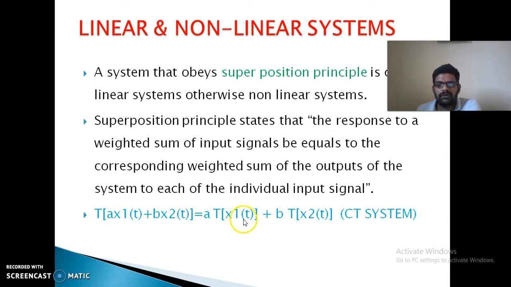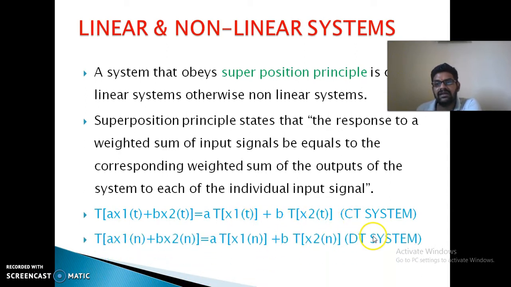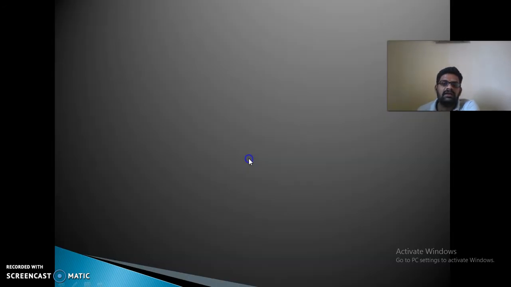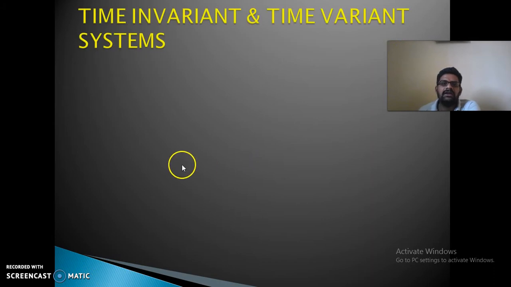X of t is used, so it is a continuous time system. If you use x of n, it is a discrete time system. The transformation of a x1 of n plus b x2 of n must be equal to a times the transformation of x1 of n plus b times the transformation of x2 of n. This is known as a linear system. If this condition is not satisfied, then the system is known as a non-linear system. Systems are generally linear in nature.